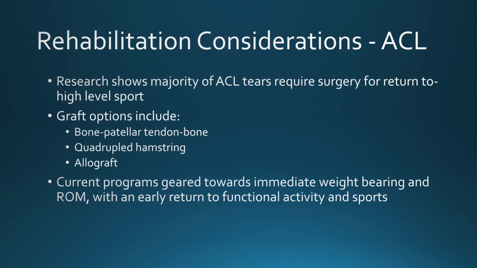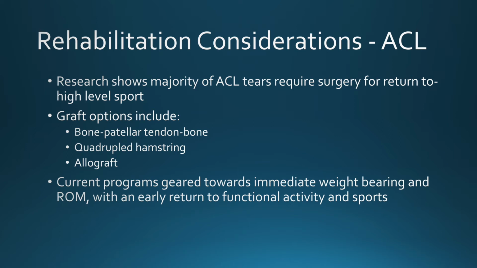So looking more specifically now at ACL reconstruction, research shows that the majority of ACL tears require surgery for return to high-level sport. So graft options for the reconstruction include the bone patellar bone graft, the quadrupled hamstring, and the allograft. It's important to know the graft that was utilized so we can address it properly in our plan of care. For instance, there's an increased risk for anterior knee pain and extensor mechanism failure following the bone patellar tendon bone graft. There also may be an increased risk in patella fracture with this procedure.